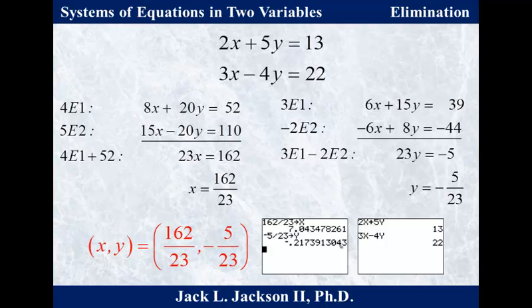Then I'm going to solve for y by eliminating the x's. Multiply the first equation by 3 and the second one by negative 2. And let's see, 3 times the first equation is 6x plus 15y equals 39. Negative 2 times the second one is negative 6x plus 8y equals negative 44. Add together, we get 23y equals negative 5, y equals negative 5/23. So our answer, the xy ordered pair, equals 162 over 23, comma, negative 5 over 23.